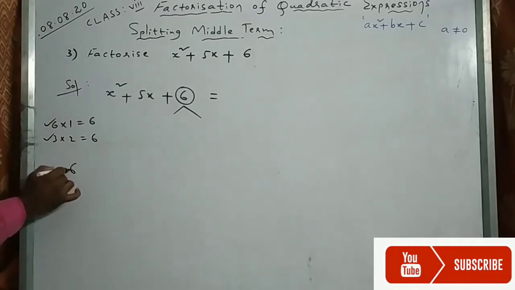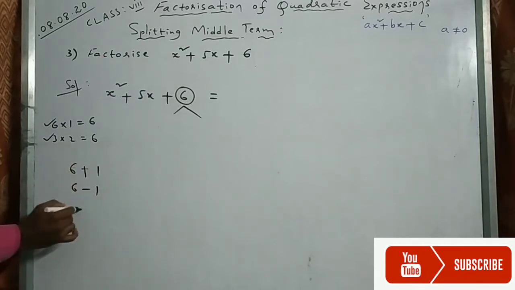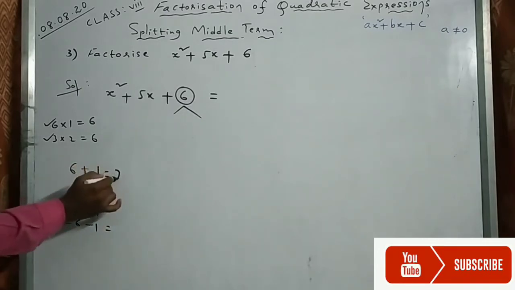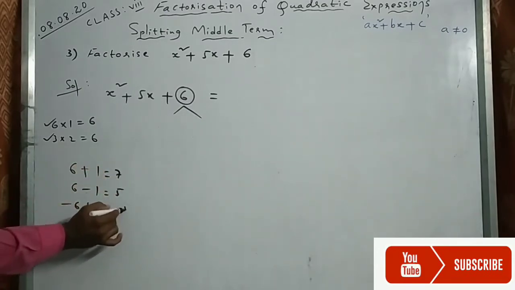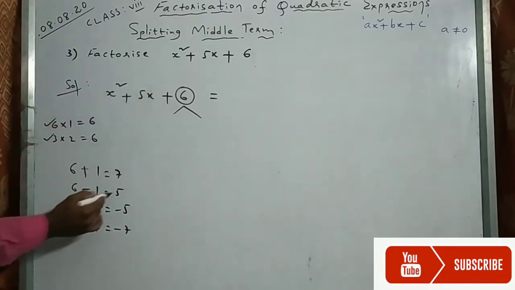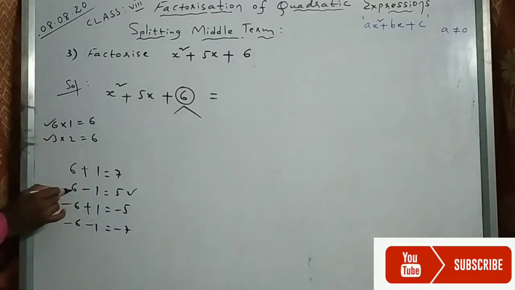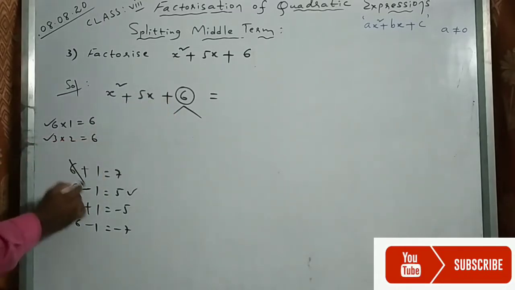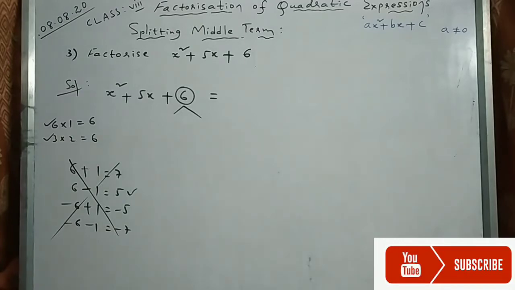Suppose if I take 6 and 1, possibilities you check once. 6 plus 1, 6 minus 1, minus 6 plus 1, and minus 6 minus 1. You check it once this. 7, 5, minus 5, minus 7. Plus 5 you have here, but here we have plus 5, okay. But 6 into minus 1, when we take product here, 6 into minus 1 is minus 6. So these 4 possibilities are not correct.